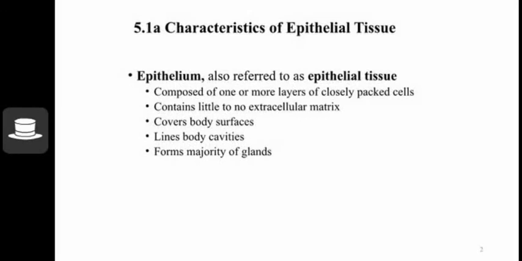So let's talk about the epithelia. Again, one or more layers of packed cells. There really isn't a lot of cellular matrix. It's just cells. There really isn't a lot of stuff around them. It covers your body surface, it lines body cavities, and makes up the majority of the glands in your body.